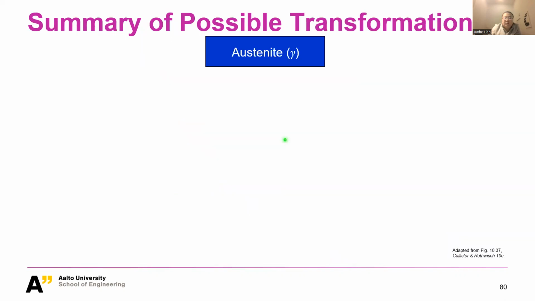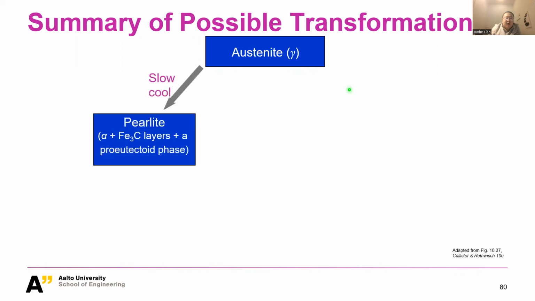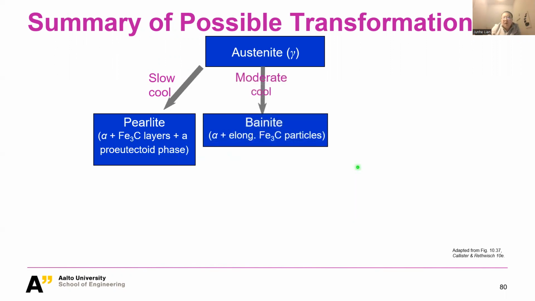All right, here we could summarize a little bit about these different phase transformations for steel from austenite at rather high temperature. If you apply a rather slow cooling, meaning you have a relatively small delta T, you would get perlite with a composition of alpha plus layered cementite and with a pro-eutectoid phase as always. And if you increase your cooling rate to a moderate cooling rate, meaning a larger delta T, you will get bainite composed of alpha again, plus elongated cementite particles.